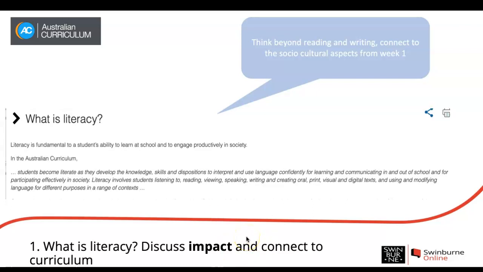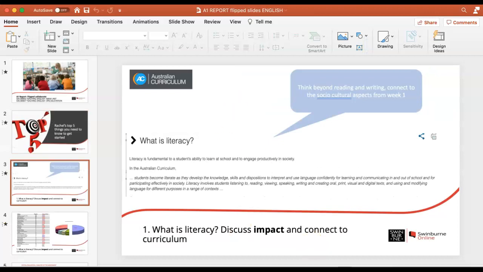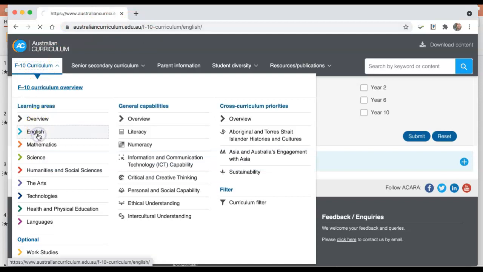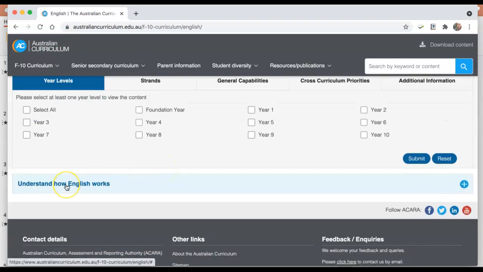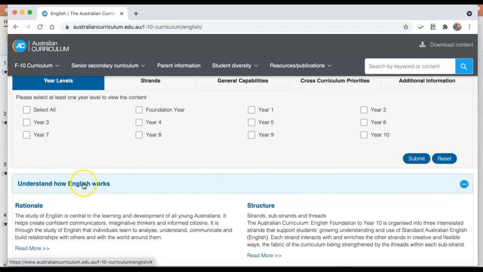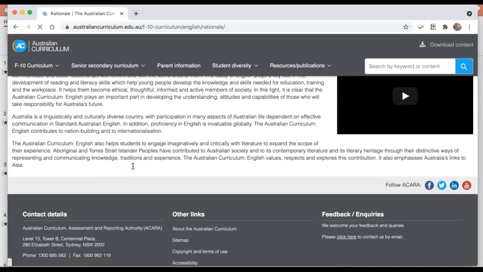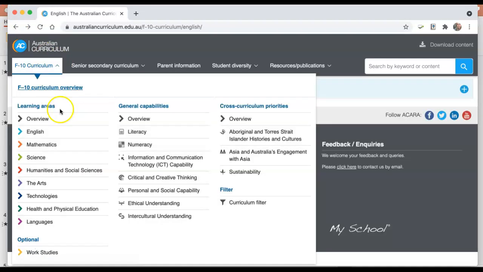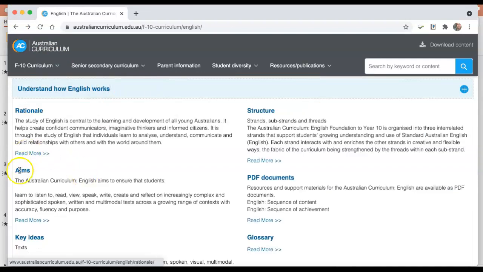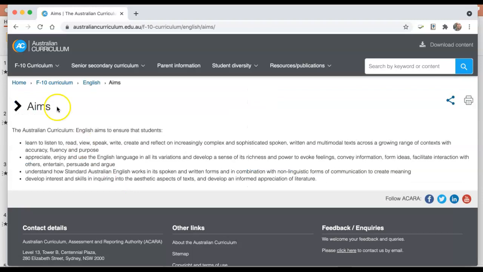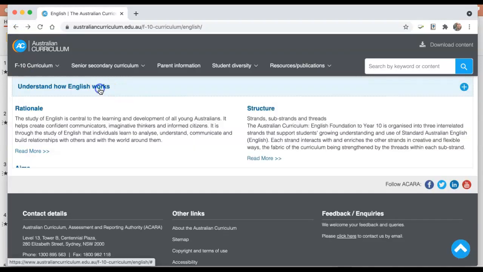It also says here, one minute, I'm just going to show you, just going to move that for a second. I want to show you this. If you go to the Australian curriculum and just click on curriculum and then click on English, you will find that it says here how English works. Click on that one. And you've got the rationale, which is full of great stuff when you're introducing and defining what literacy is. Definitely have a read through that. That's probably where I took that little snippet from. There is also the aims, which defines what it means to be literate as well. And then I'm not going to show you them all because you can have a look at yourself.